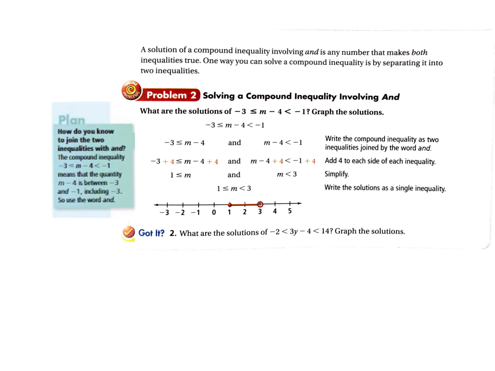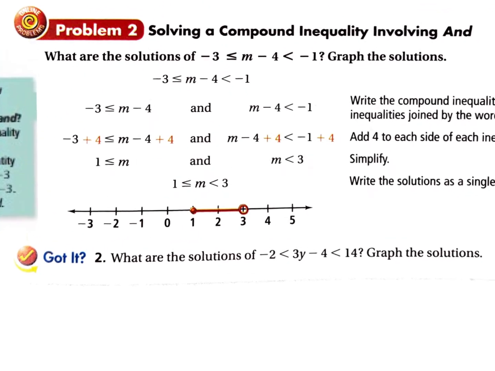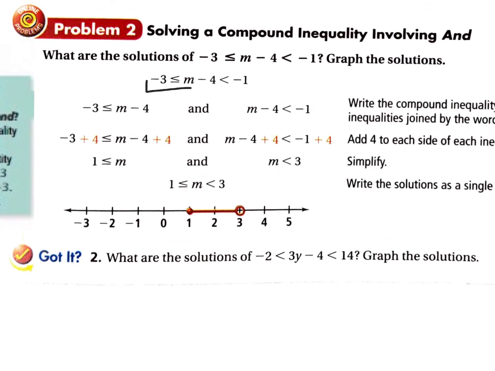Problem 2 talks about solving compound inequalities with the word and. There's a couple ways you can do that. One way, what the book is doing here, is they are splitting this up. And they're saying, okay, let's look at the left part of this, and then let's look at the right part of this. And let's solve each part of it, and then let's join it back together. That's fine. There's another way, which the book does actually talk about in a little bit here. Another way we can do that is to just work with all three parts at the same time.